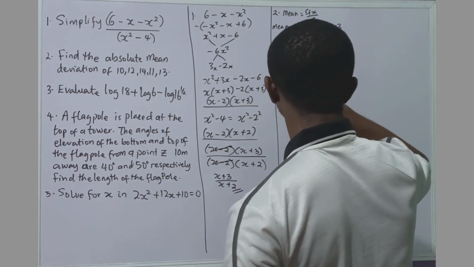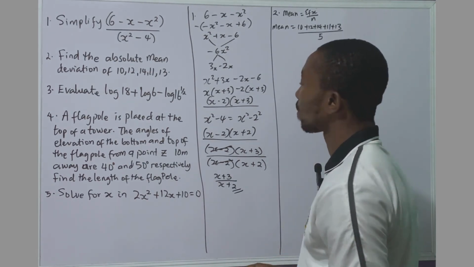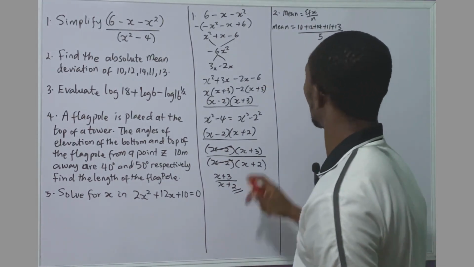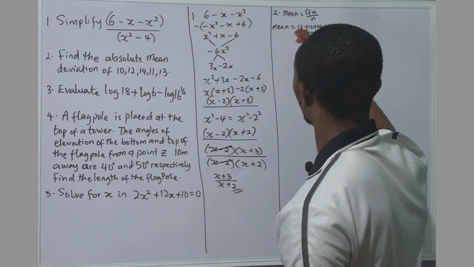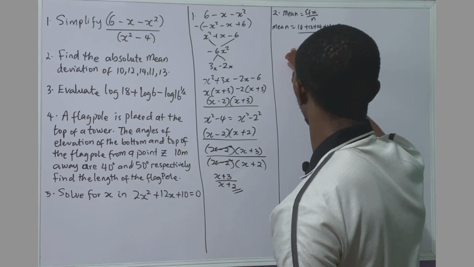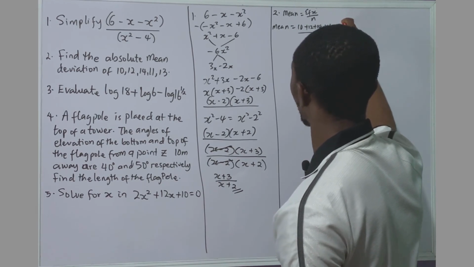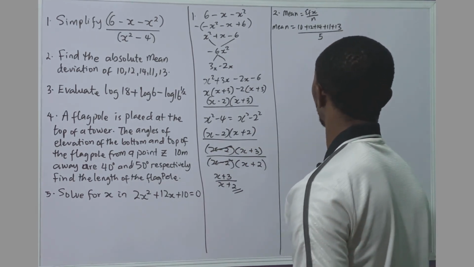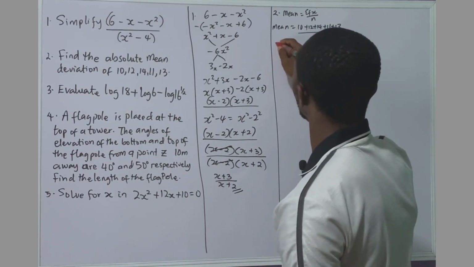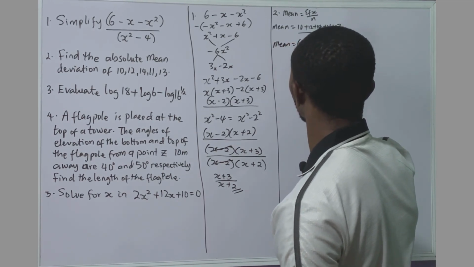Now 12 plus 14 gives us 26. 26 plus 11 gives us 37. 37 plus 13 gives us 50. 50 plus 10 gives us 60. So our mean becomes 60 over 5, which gives us 12.